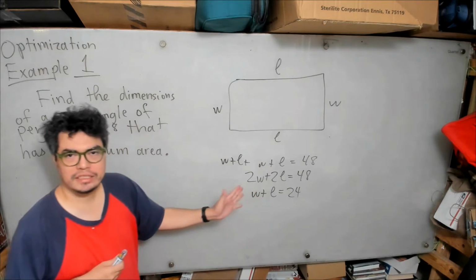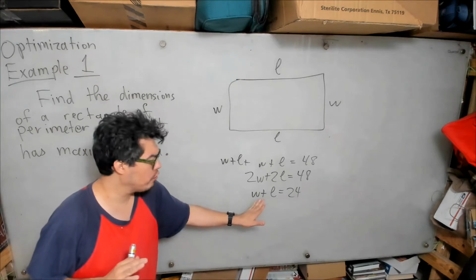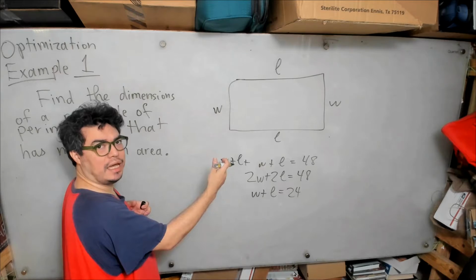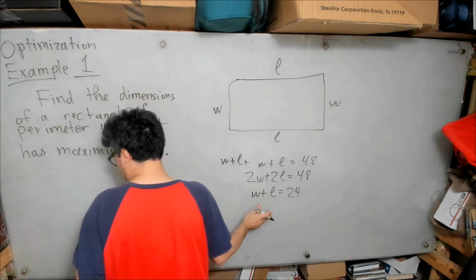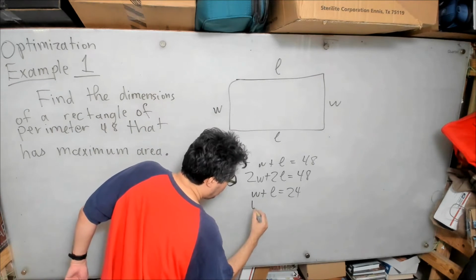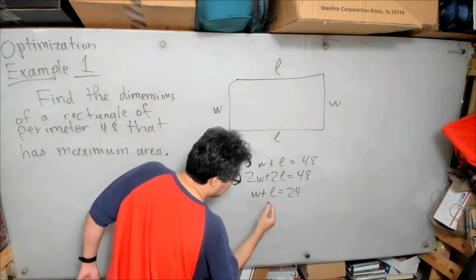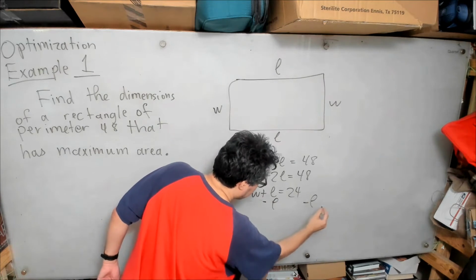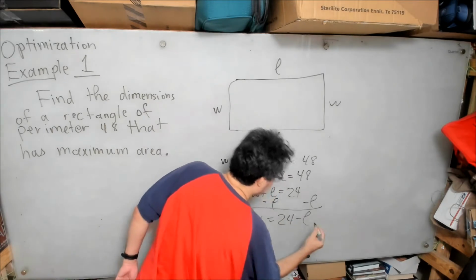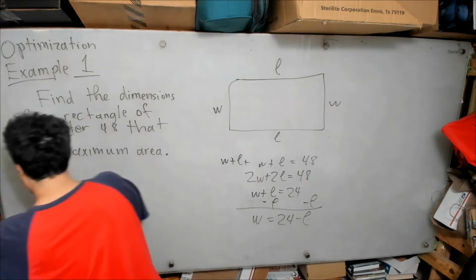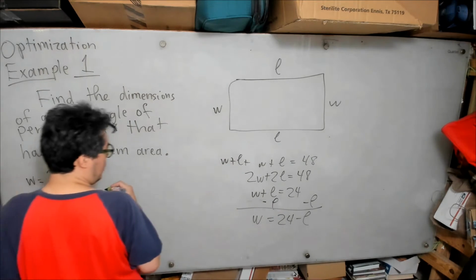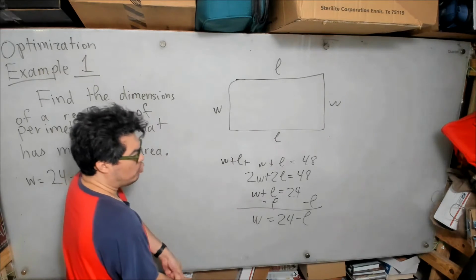So for our purposes, let's just solve for W in terms of L. Ultimately, it won't make a difference in the end because we'll be able to come back to this later. So I'm going to subtract L from both sides, and we get W is equal to 24 minus the length. So let me summarize that here: W equals 24 minus our length. So that's one thing that we know.